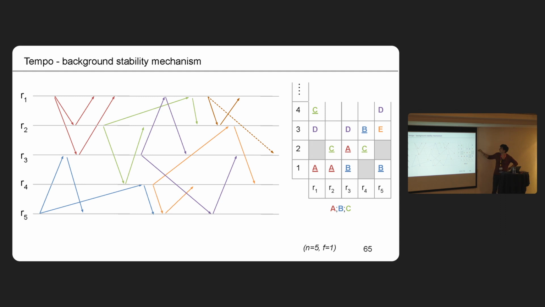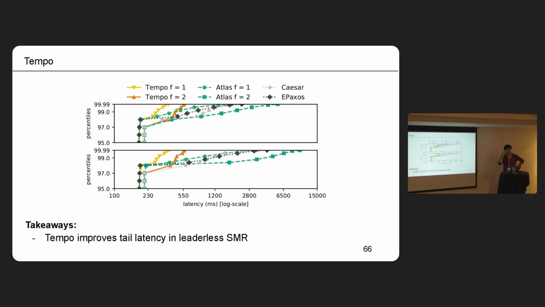So this explains how Tempo solves this chain of dependencies and does not exhibit this problem. If we look in detail at this in practice, we can observe that the tail latency of Tempo is way better than that of Paxos, which I was presenting, and Atlas also, for comparable values of F, and also of another protocol called Caesar that I did not describe. So it improves the tail latency of leaderless state machine replication.